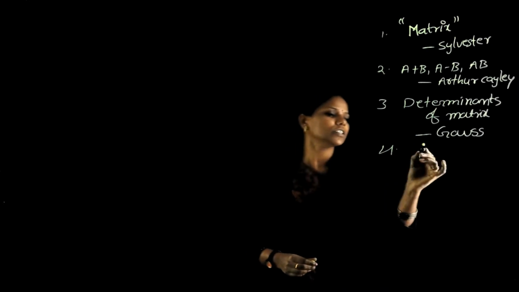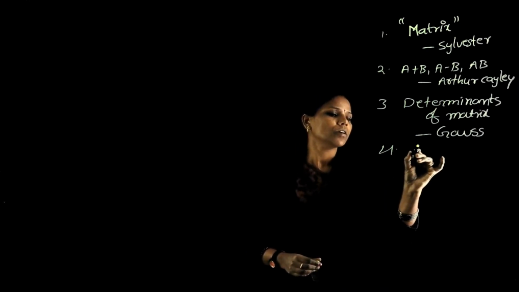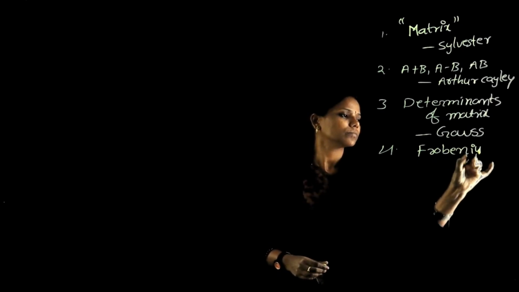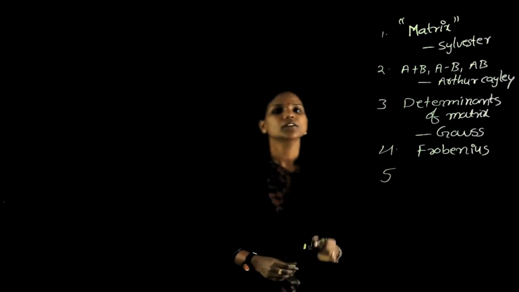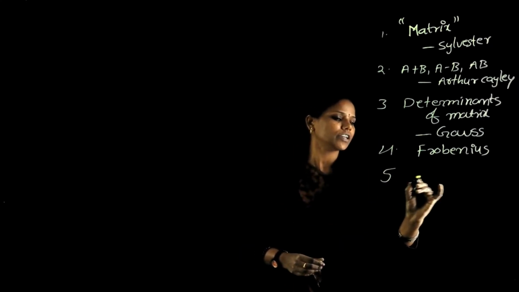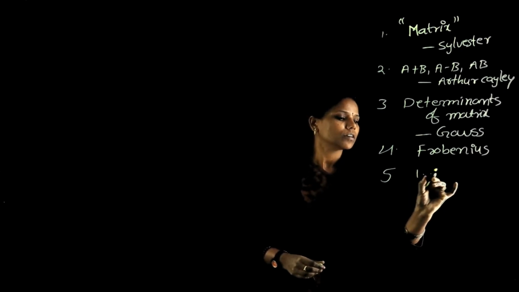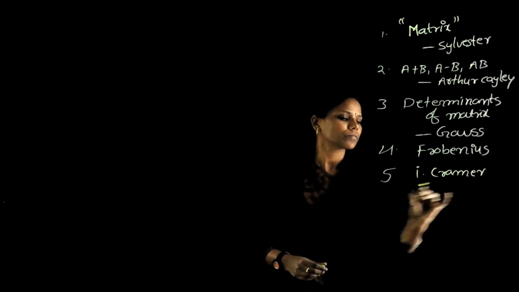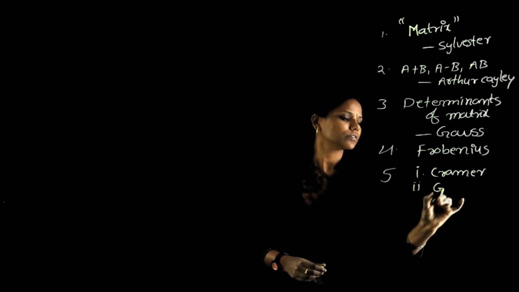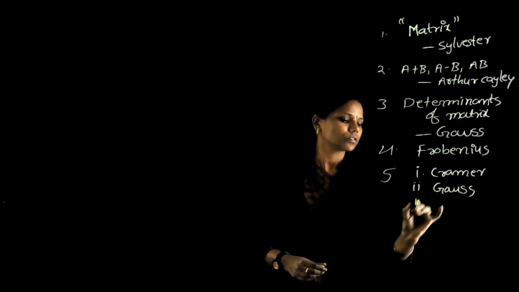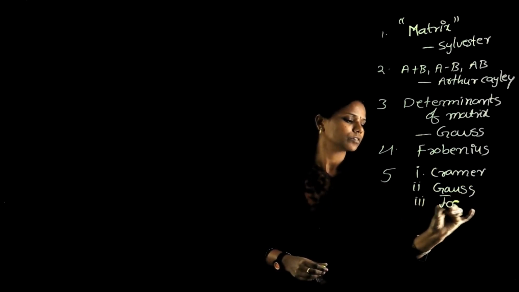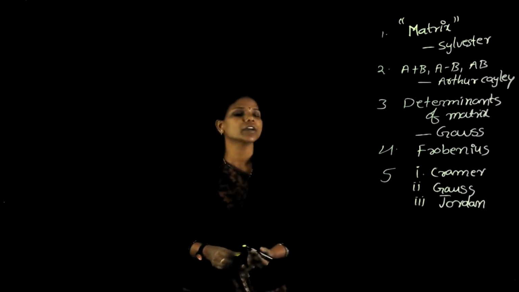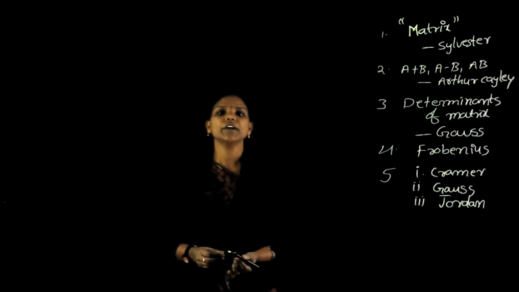Rank of a matrix was used first time by the mathematician Frobenius. And solutions of system of linear equations are invented by mathematicians Cramer, Gauss and Jordan. This is a brief history of matrix theory. Now let's come to our topic, rank of a matrix.